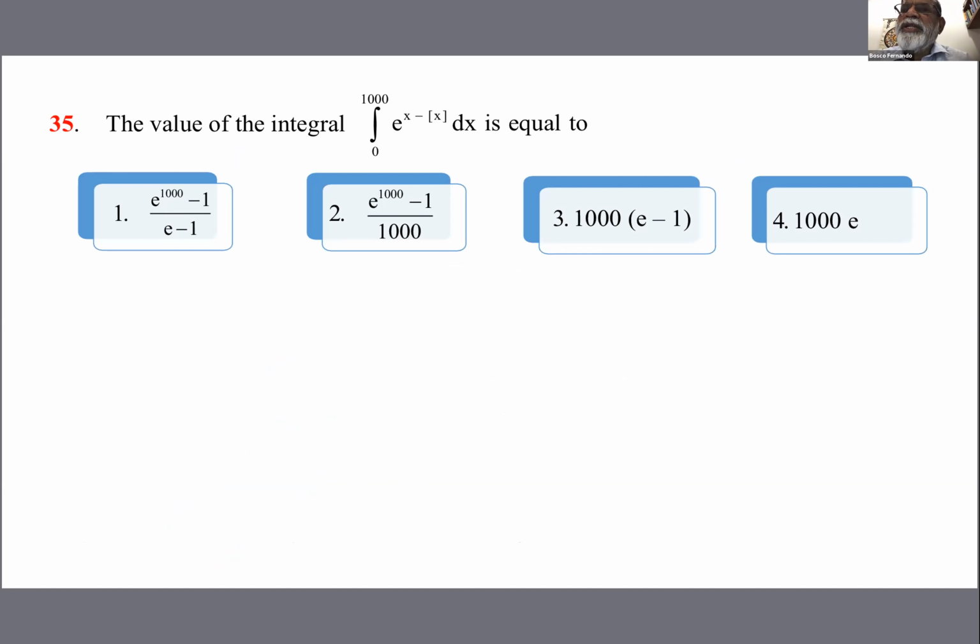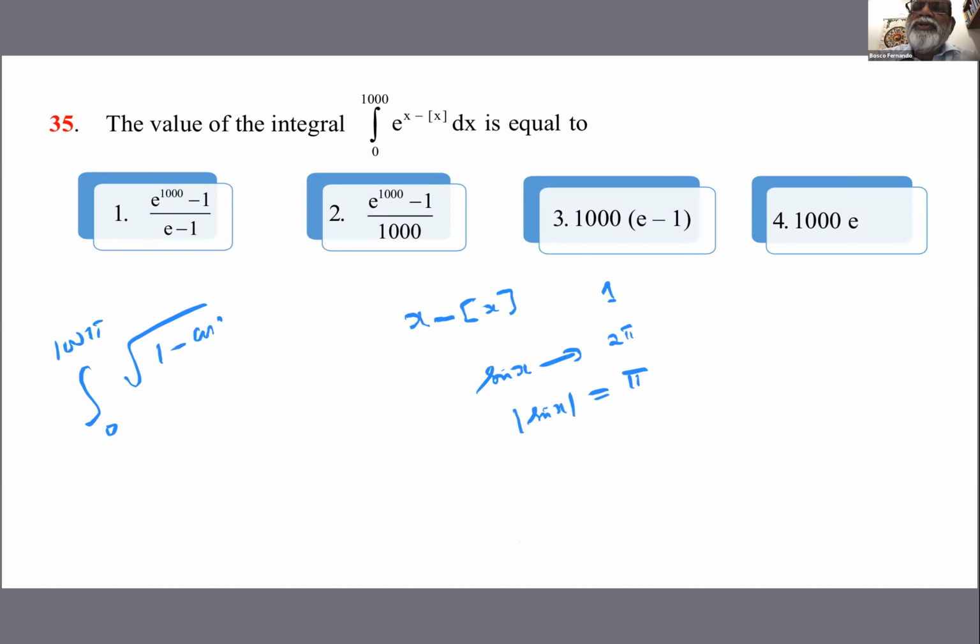This is another one based on an advanced formula. X minus greatest integer containing x is a periodic function with a period 1. Sin x is a periodic function with a period 2 pi. Modulus sin x is a periodic function with period pi. Integral 0 to 100 pi, root of 1 minus cos 2x dx. So it is 0 to 100 pi, root of 2 sine squared x dx.